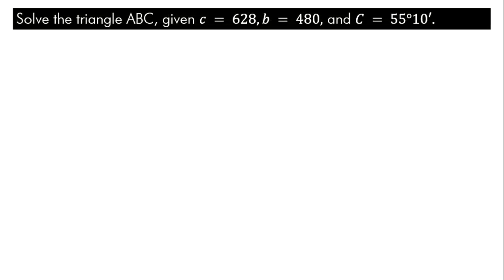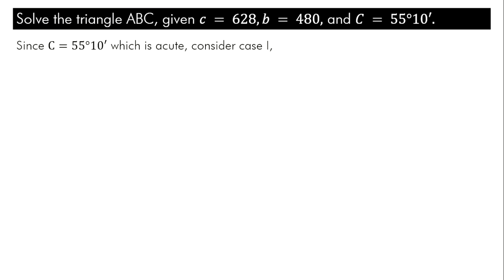Another example. Solve the triangle ABC given that C is equal to 628, B is equal to 480, and angle C is equal to 55 degrees 10 minutes. So check the angle. Here we have the given 55 degrees 10 minutes, which is an acute angle. So therefore we will consider case number 1. So there are 4 conditions there.